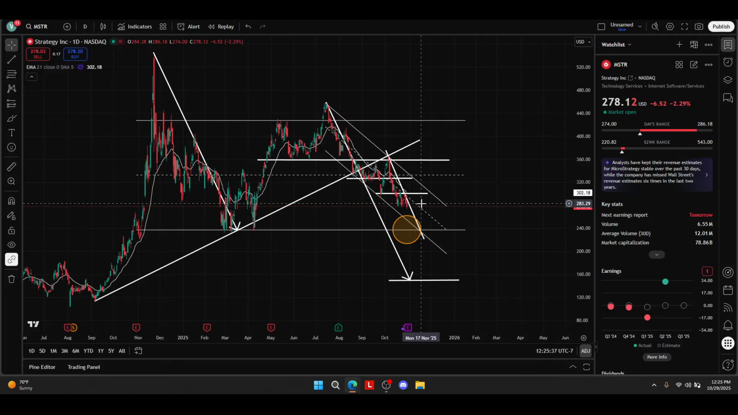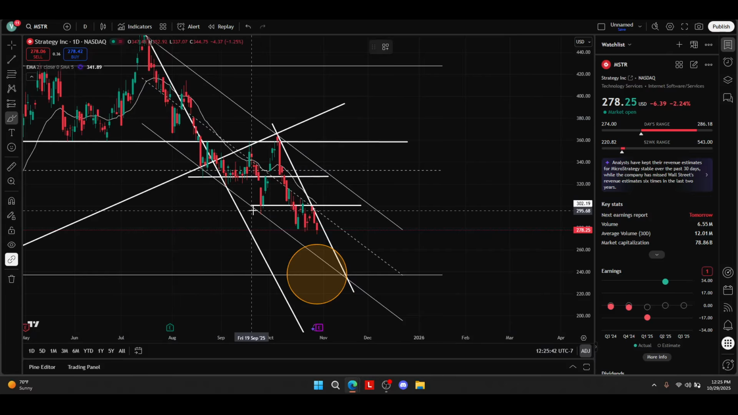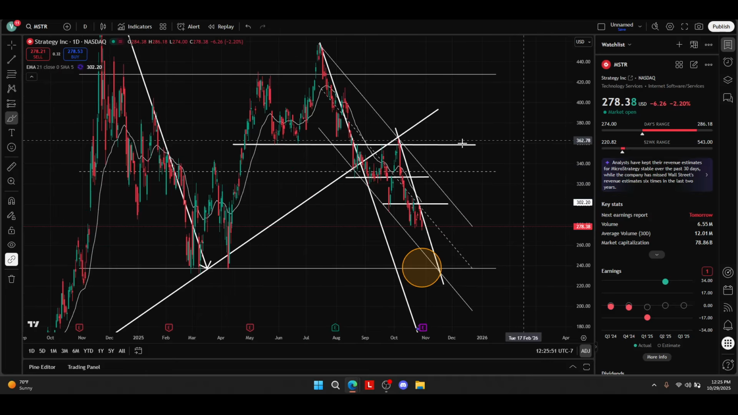Anyway, it is still looking bearish. I mean, the shining light for the bulls is that it's barely making a new low. So it could be some sort of divergence going on where we could see a pop up higher in the short term. But let's take a look at Bitcoin.